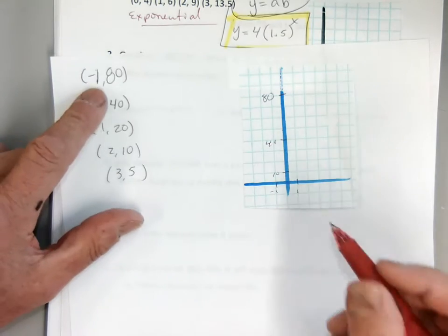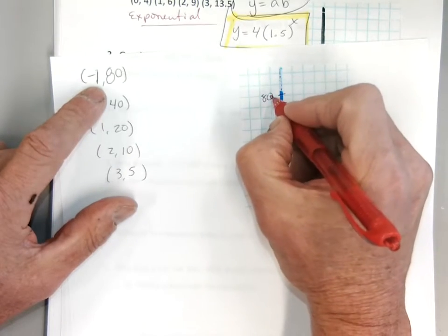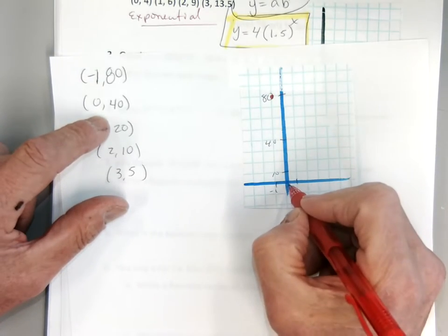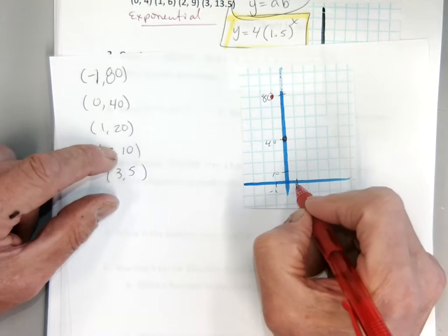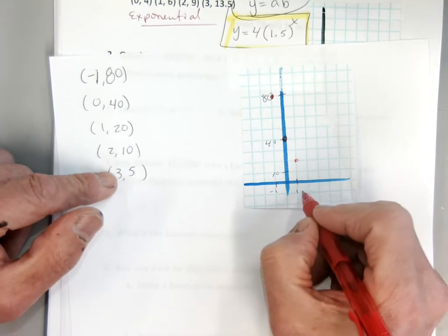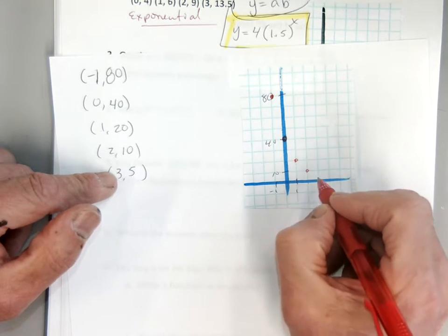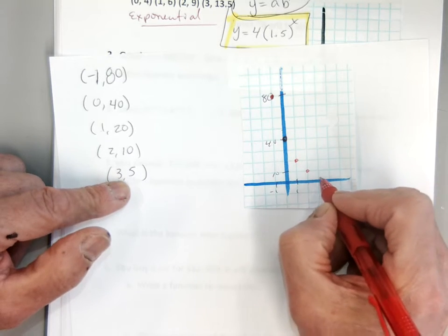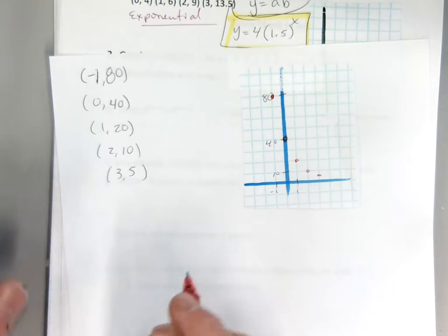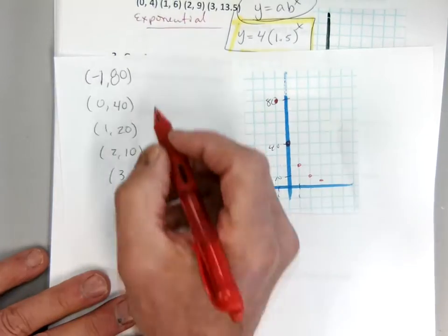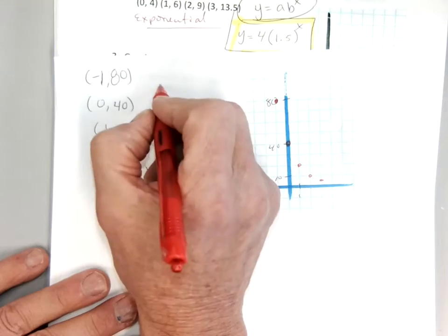I'll go -1, 80, 0, 40, 1 and 20, 2 and 10, and 3 and 5. Definitely exponential. It's got that curve.